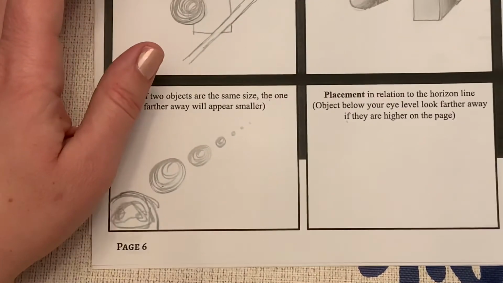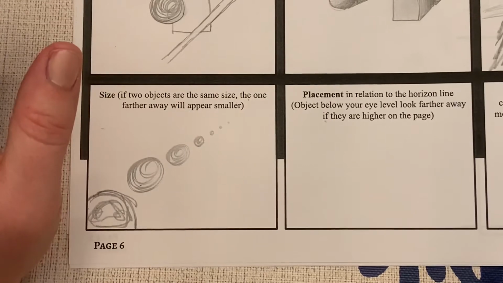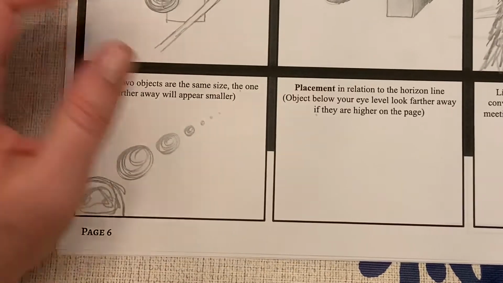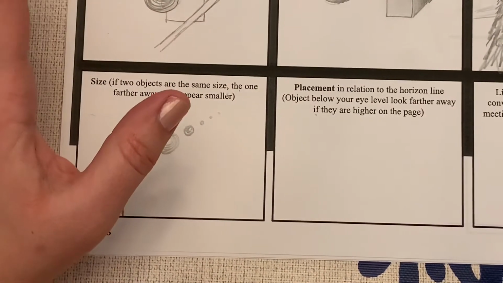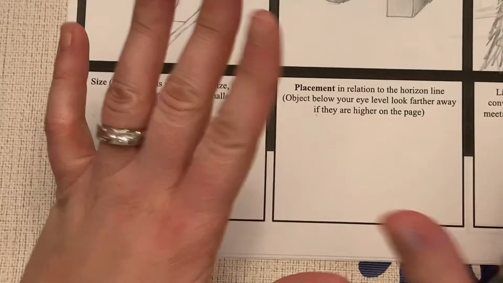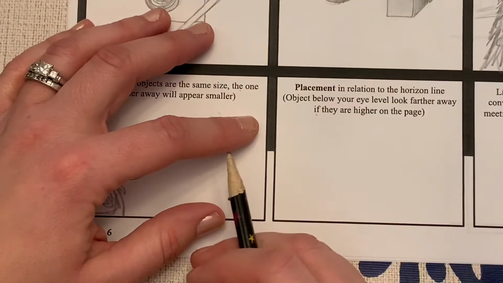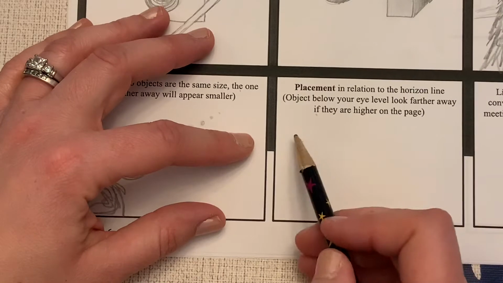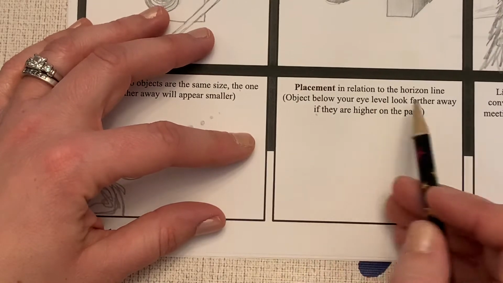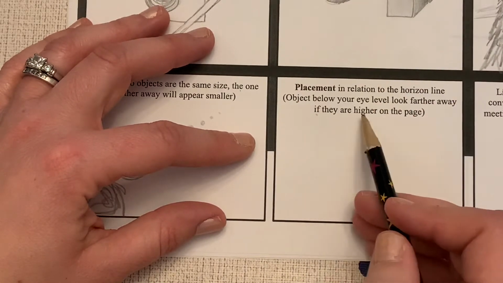Placement, placement. Isn't that beautiful? Horizon line. All right, so I'm hoping that you know what horizon line is. If you don't, it's okay, I'll let you know. It says placement in relation to the horizon line. Objects below your eye level look farther away if they're higher on the page.